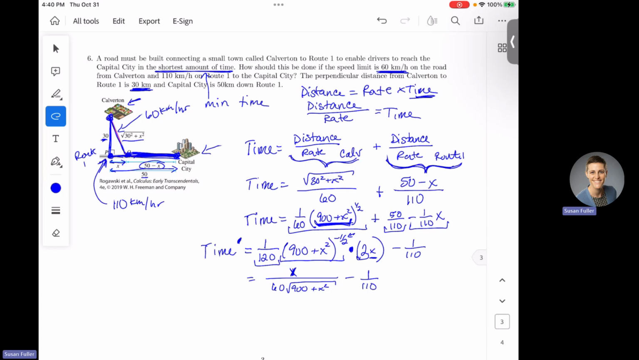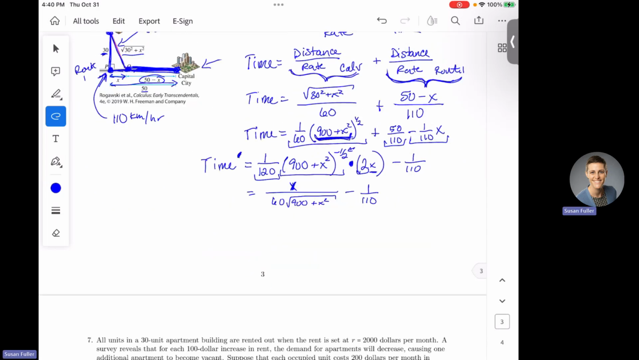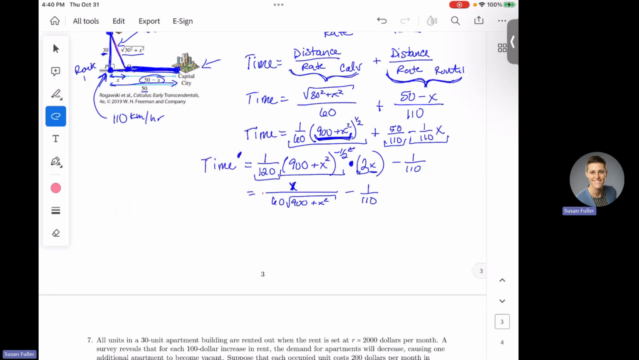Okay, now I could get a common denominator here. Yeah, let's just do that. We'll get a common denominator. So I'm going to multiply this guy by 110 over 110. I might be able to get a smaller one, but I'm going to multiply this by 60 times that square root, because that's the easiest way to get a common denominator.